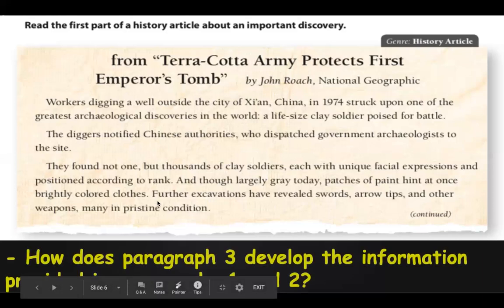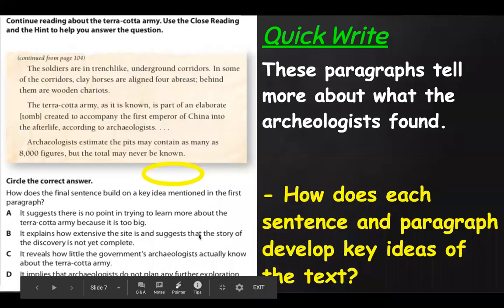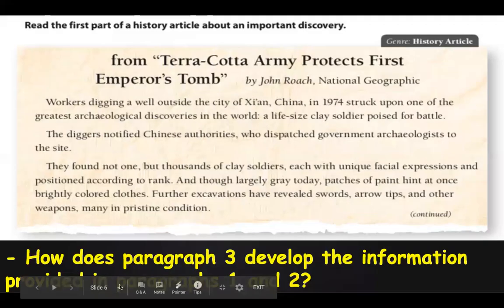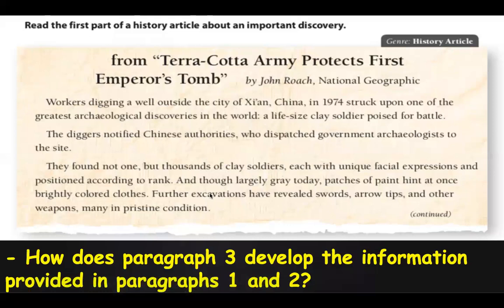All right, thank you, Jasmine. So how does paragraph 3 develop the information? Hold on, I'm waiting for the little thing to go away. Okay. All right, so how does paragraph 3 develop the information provided in paragraphs 1 and 2?